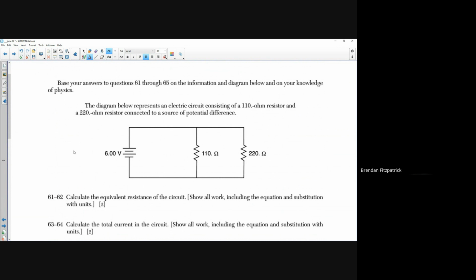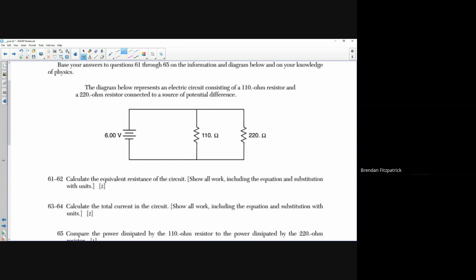All right. We have a 110 ohm resistor and a 220 ohm resistor connected to a potential difference, and they are in parallel. You could tell because there's a junction, 2 different branches for the current. Calculate the equivalent resistance of the circuit.